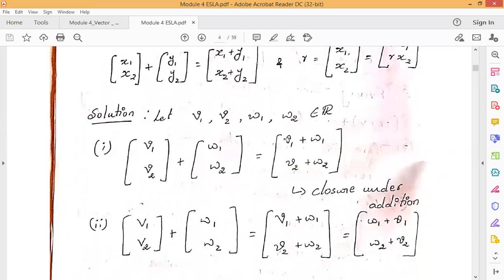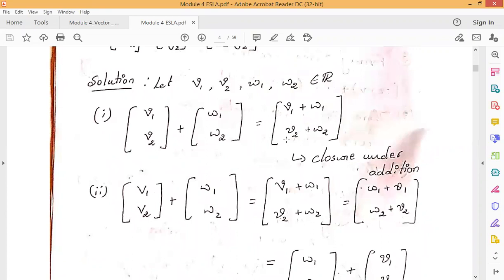For that, once again you are going to make an assumption: v1, v2, w1, w2 are elements which belong to the real numbers R. For this we can first write the closure property, that is, under vector addition. Here v1, v2 added with w1, w2 gives the result v1 plus w1, v2 plus w2. These elements also belong to R. So we can say that it has the closure property under addition.